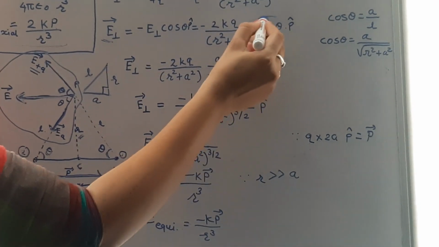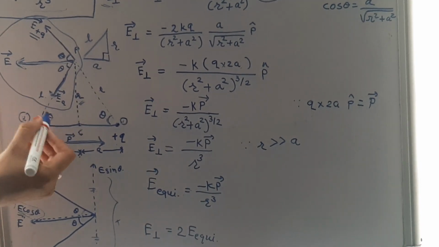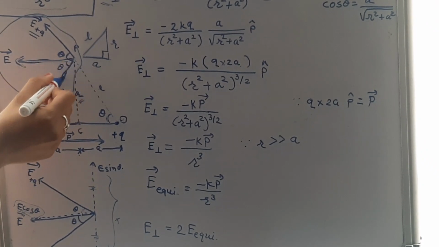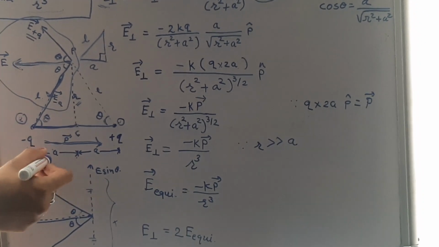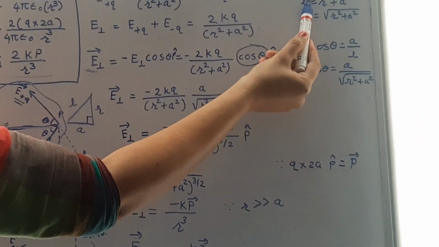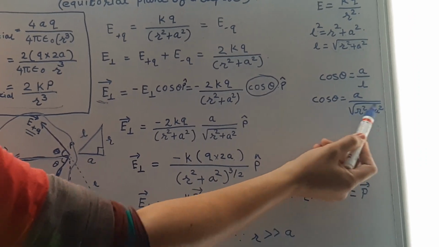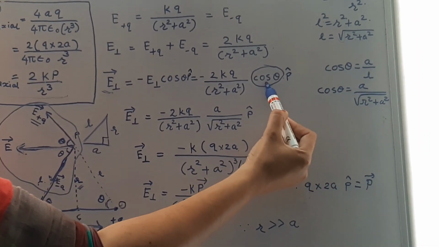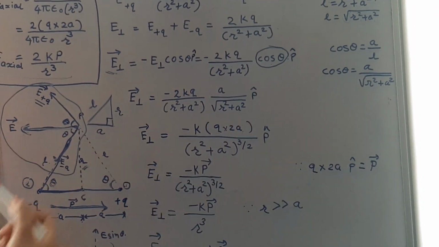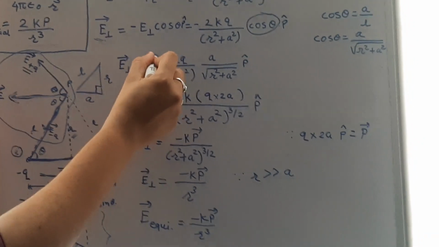Okay, now what is cos theta? From this figure I can find cos theta, that is cos theta is adjacent upon hypotenuse. What is adjacent upon hypotenuse? A upon L. But L is what? Square root of r square plus a square from this figure. So in place of cos theta, I will put this value over here, a upon square root of r square plus a square.